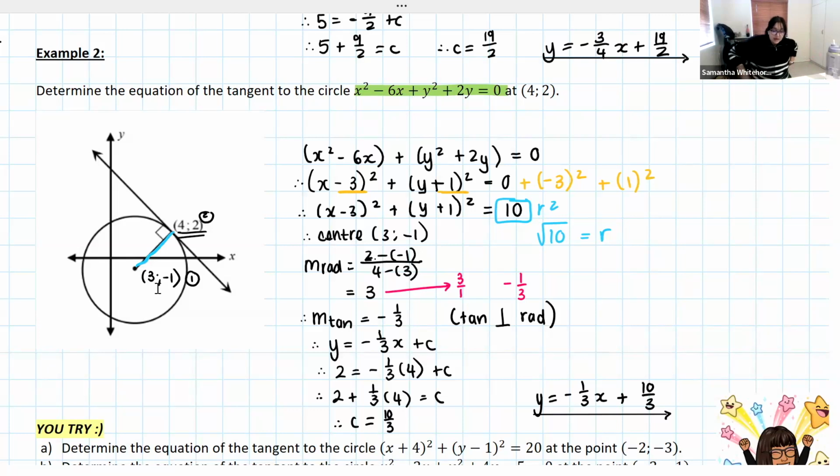Awesome. Okay, guys, let's take a screenshot. And then as you can see, you're going to try two by yourselves.